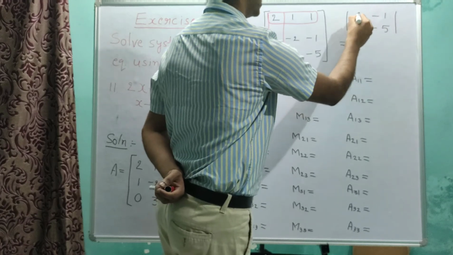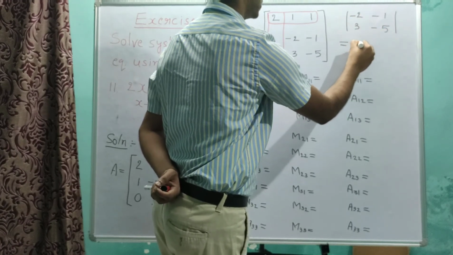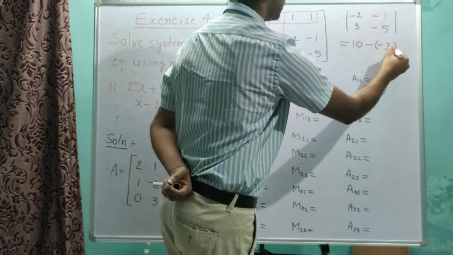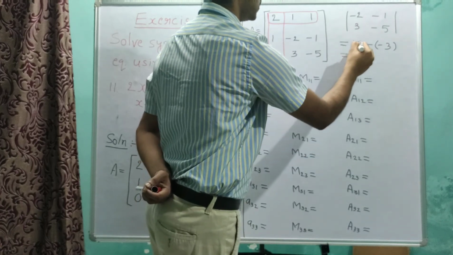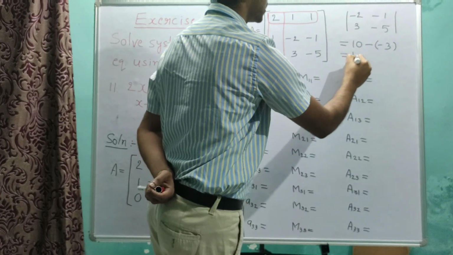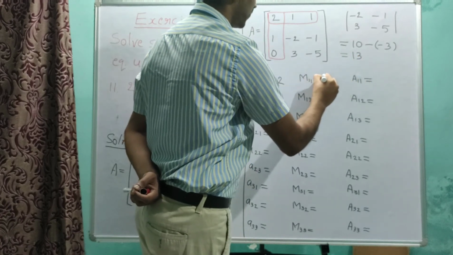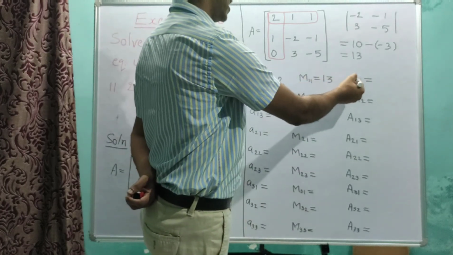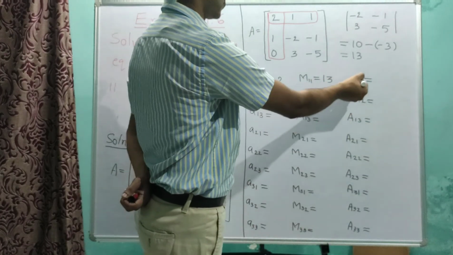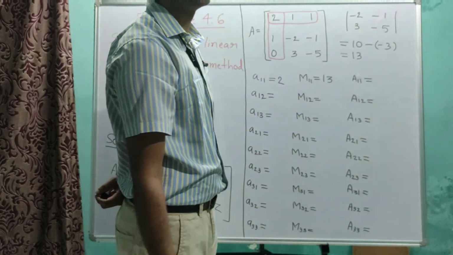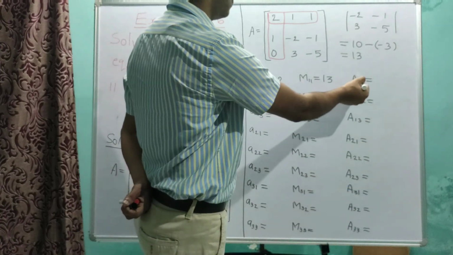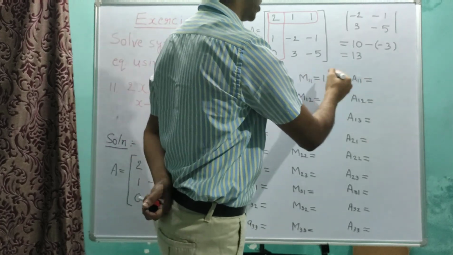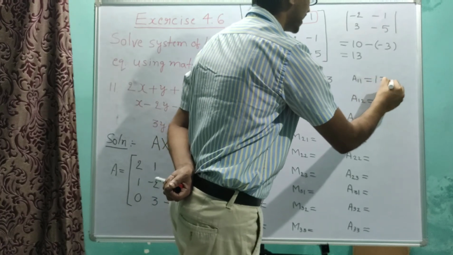So what we will get? Minus 2 into minus 5, that is 10, minus 1 into 3, that is minus 3. So 10 plus 3 becomes 13. So the value of M11 is 13. Now cofactor A11, here sum of the suffix, that is 1 plus 1, 2. When the sum of the suffix is even, minor and cofactor will be same. So what we can write, A11 value is also 13.